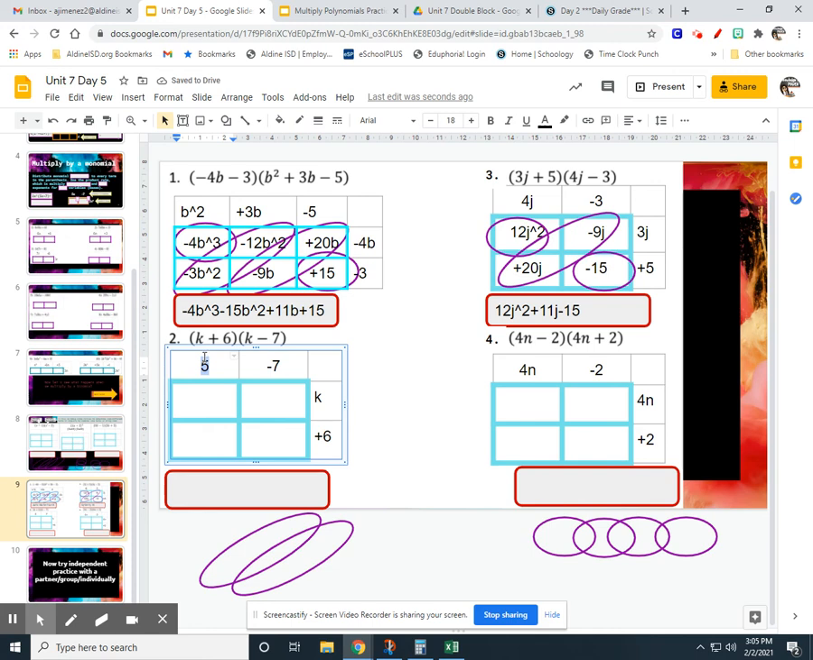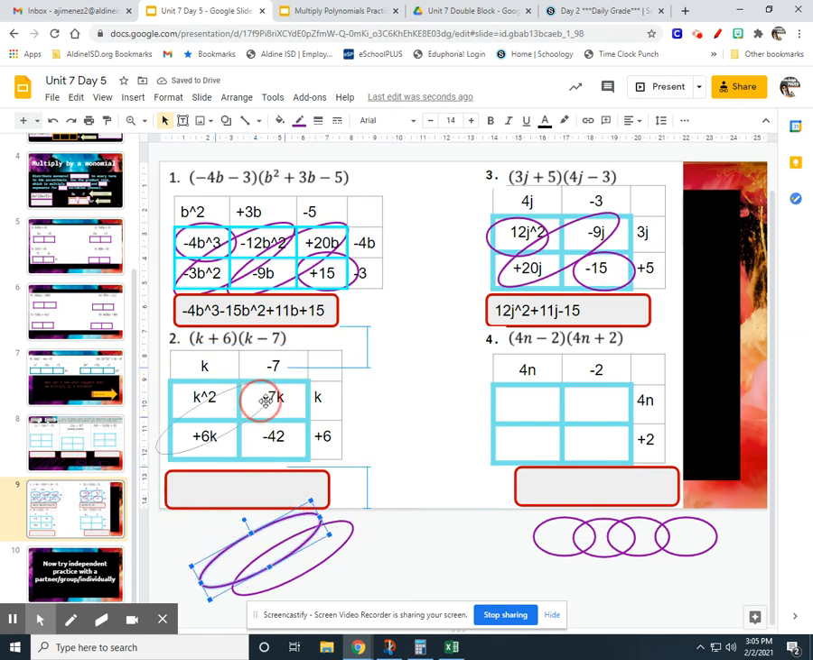And I don't know why I put 5 instead of k. K times k is k squared because 1 times 1 is 1, and then you add the exponents of the k's. 1 plus 1 is 2. Negative 7 times 1 is negative 7. The 7 doesn't have a k, so I put a k down. I bring it over from the side. 6 times 1 is 6, and I bring the k down from the top because the 6 doesn't have a k. And then negative 7 times 6 is negative 42.